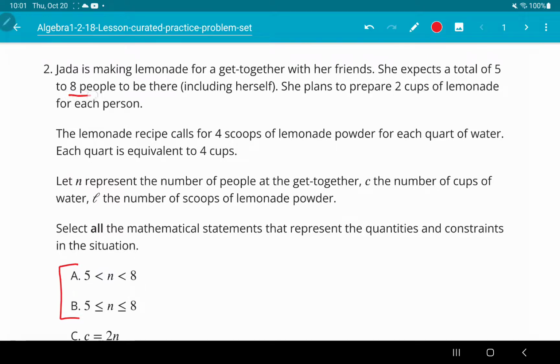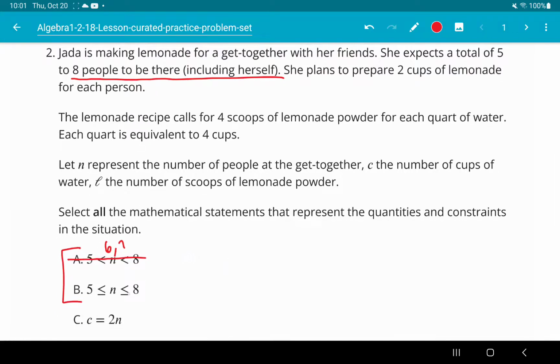It says 8 people could be there, including herself. So that means 8 could be a solution. And here, because it has to be less than 8, my only possible values would be 6 or 7. So this inequality cannot represent this situation. However, if we include herself, then we should be able to have this one. We can have 5, 6, 7, or 8 people.